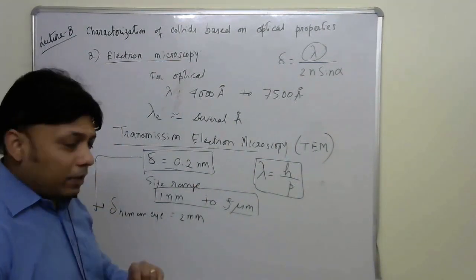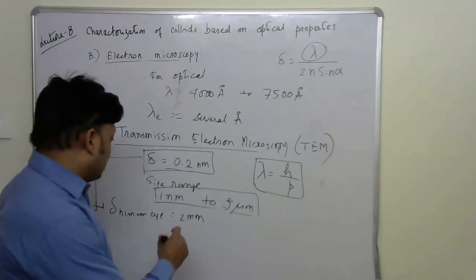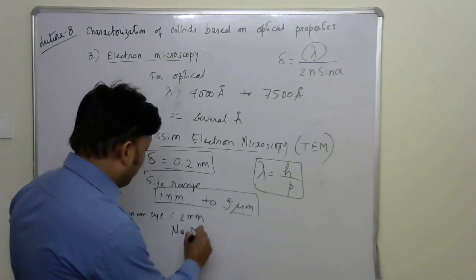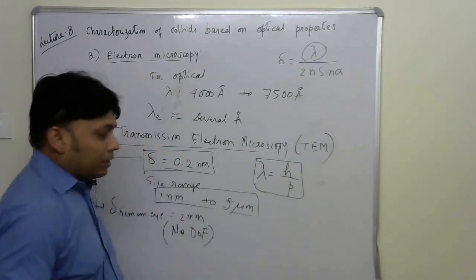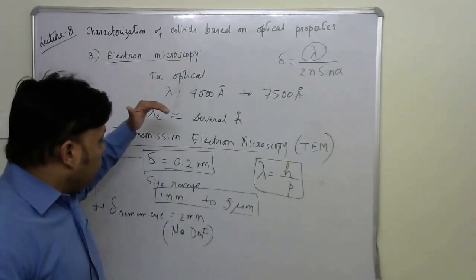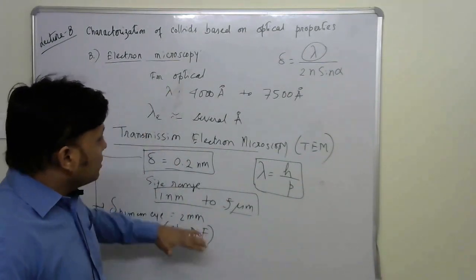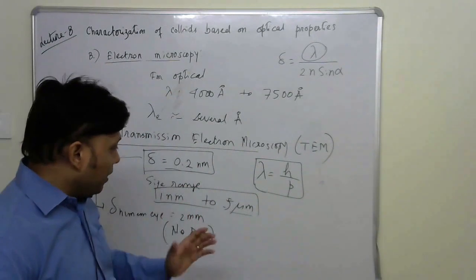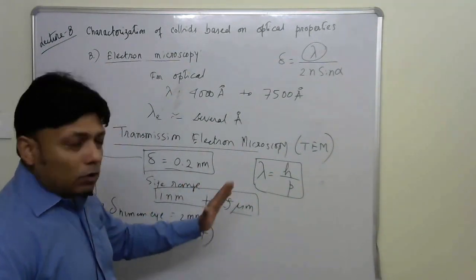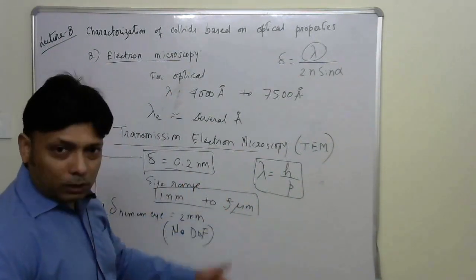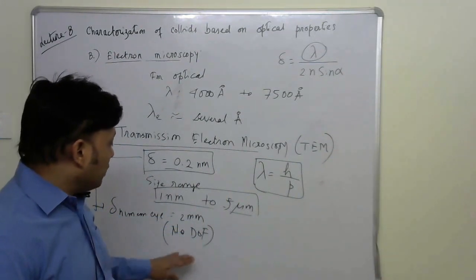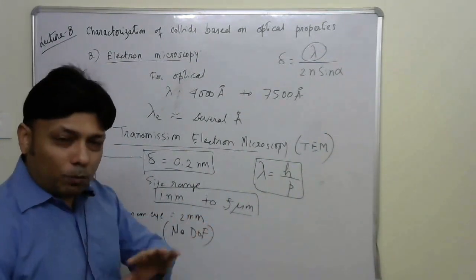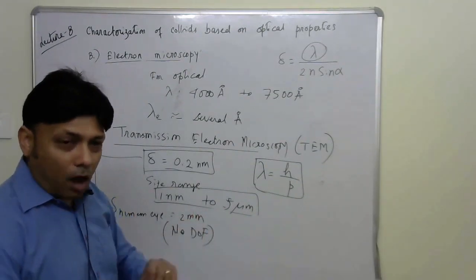But one disadvantage of the TEM is that there is no DOF, that means there is no depth of field available. It is because transmission electron microscopy is designed in such a manner that it's almost like viewing a projection image, not the actual image. So therefore, it doesn't have any DOF. It just gives you an idea of how big or small the particles are.